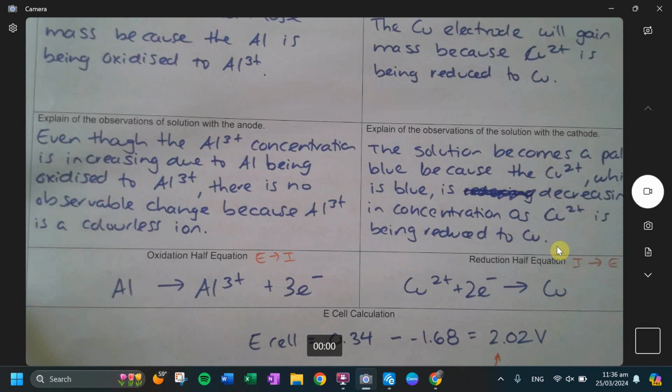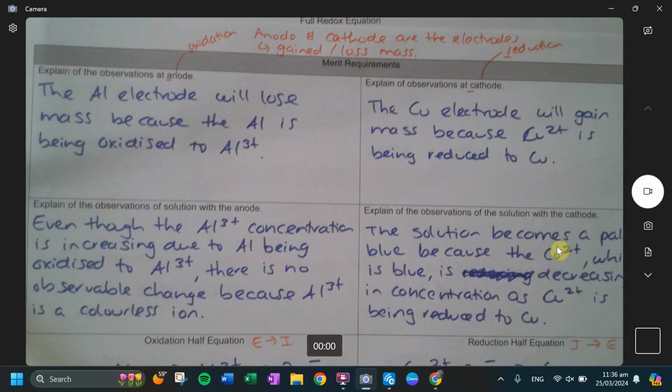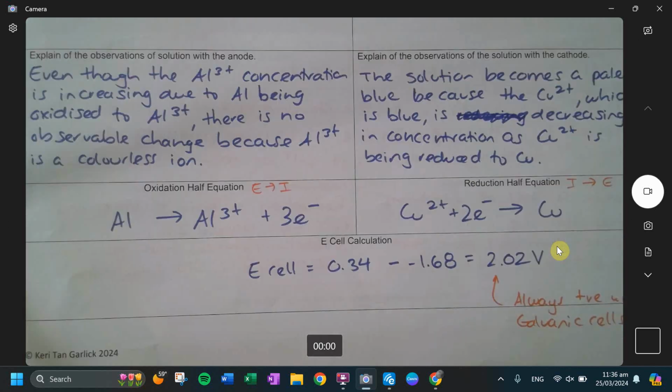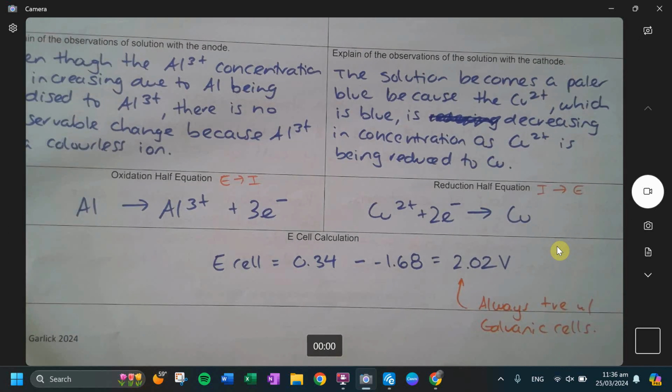The merit stuff was just looking at your observations and trying to see what was going on at each electrode and in each beaker. Just be mindful that with the colorless ions, you should still be writing an observation, but you should be stating that you recognize that there isn't going to be an observable change because the ion itself is colorless, but there is a change in the concentration of that ion. So just keep that in mind, and then you had your half equations and your E-cell calculations. Remember that it should always be positive in this case. Are we good so far?